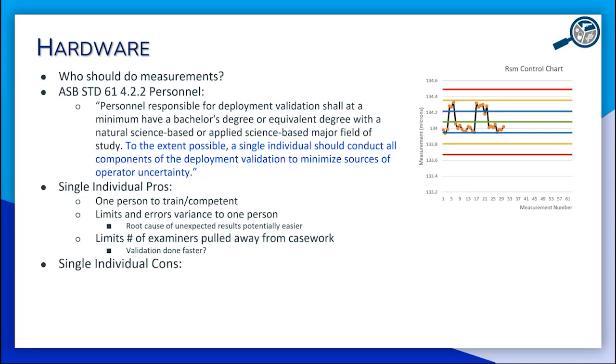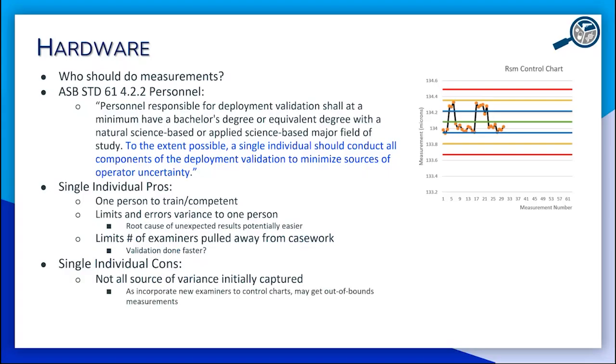So what are some cons and negatives to using a single individual? Well, not all the sources of variance are initially going to be captured. And this is potentially problematic because if you then start to bring the instrument online and you continue to track your measurements using a control chart, maybe your single person is really, really good at doing these measurements, and the other examiners haven't been fully trained. They're just a little bit more sloppy with their measurements, which certainly can be something that happens. And because you have really tight variance, like you have here in this example, as you incorporate new examiners, you might start getting out of bounds measurements. It's just because you didn't capture that variance in your initial experience.